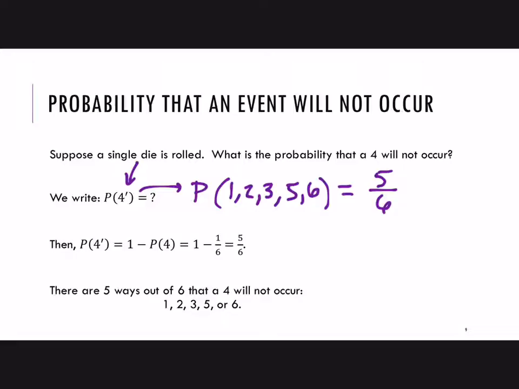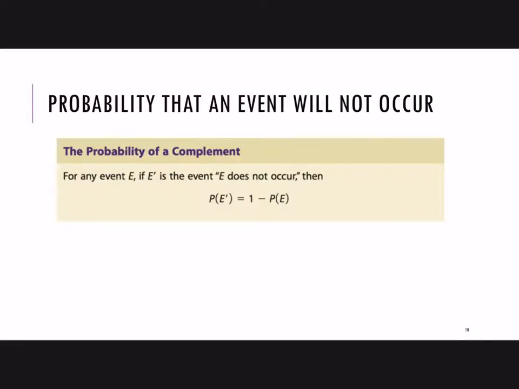Now notice this actually works out to be the same as taking 1 and subtracting the probability of getting a 4. The 1 is the sum of all of the probabilities of all the numbers you could roll. When you subtract the option that you don't want, the probability of getting 4, or 1 out of 6, you're left with the probability of not getting 4. So this is a shortcut method to finding the probability of not getting something.